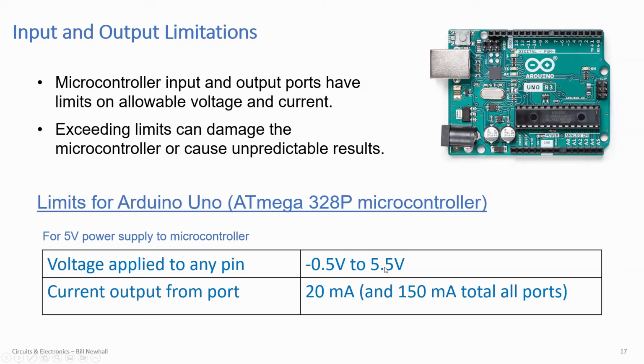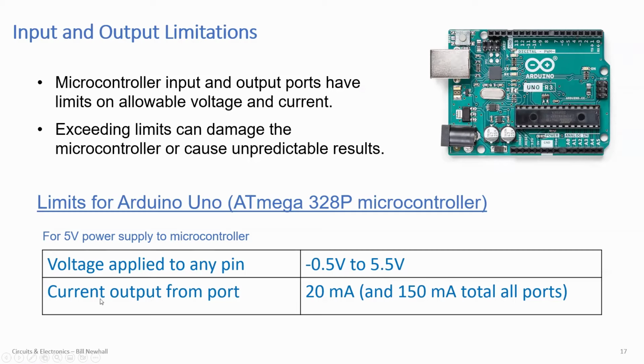This means if you go out of that range, ground to 5 volts, by more than a half a volt in either direction, you're going to get unpredictable results or might damage the microcontroller. Probably damage the microcontroller in this case.